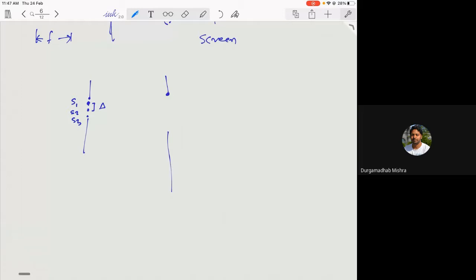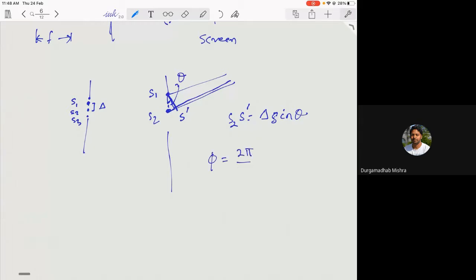Let's take this point. Now S1, S2, S3 will interfere. This is S1, this is S2, and this is, let's say, S prime, and this angle is theta. S2 S prime is the additional path difference, which is nothing but delta sine theta. This is the extra path length that the ray from S2 travels compared to S1. The phase difference is 2 pi by lambda into delta sine theta.